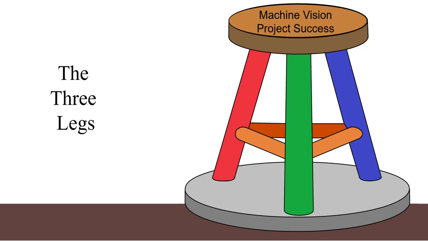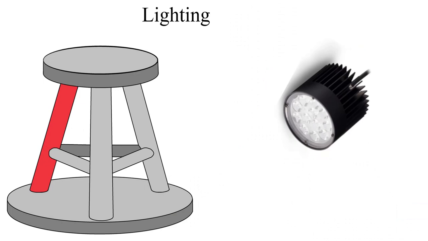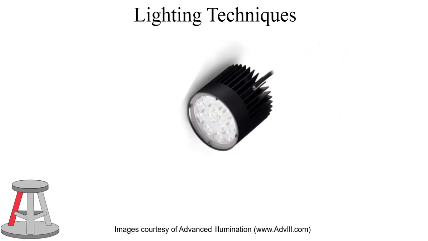Let's explore these three legs that support success. To butcher a phrase from real estate, the three most important things about machine vision are lighting, lighting, and lighting. Please bear in mind, the best we can do on paper is to come up with some lighting techniques to test. We can't guarantee without trying it which lighting technique will offer the best contrast. When solving a machine vision application, you figure out what kind of lighting techniques to test, and then you get a hold of lights that can support those techniques.